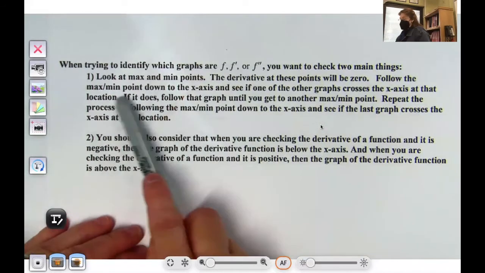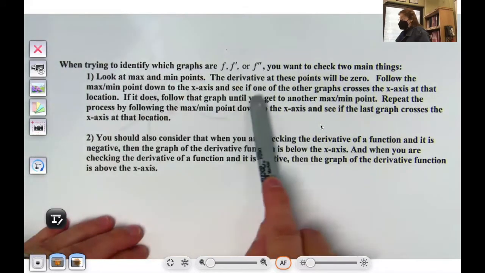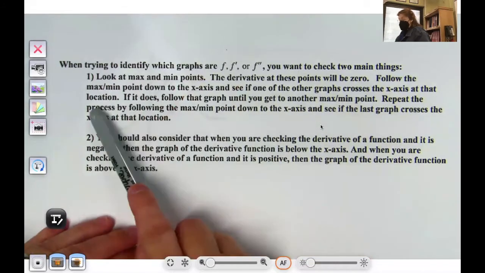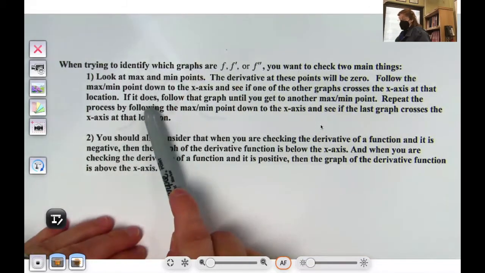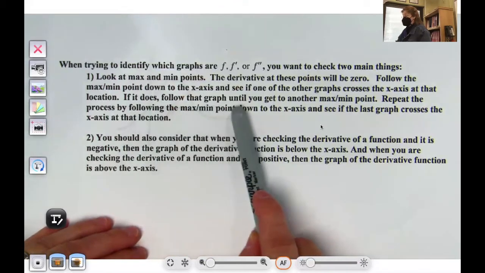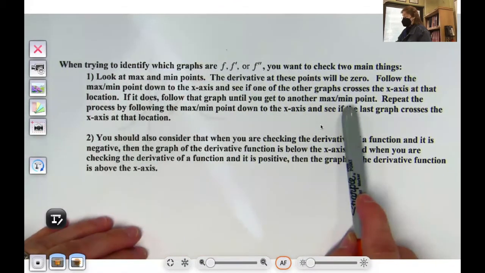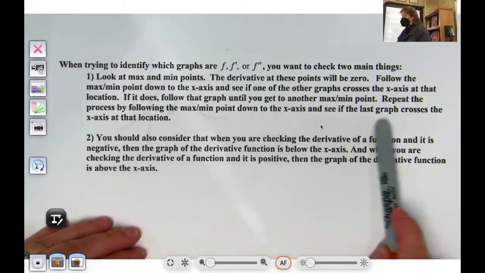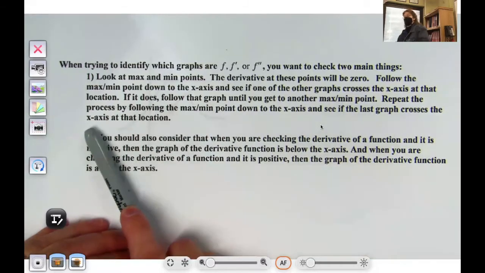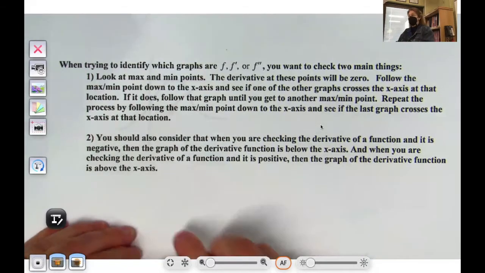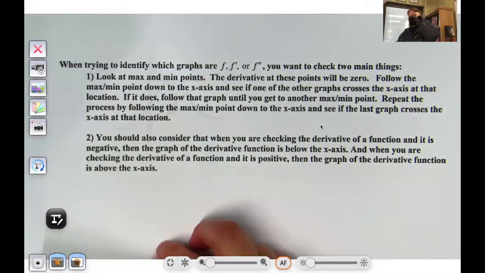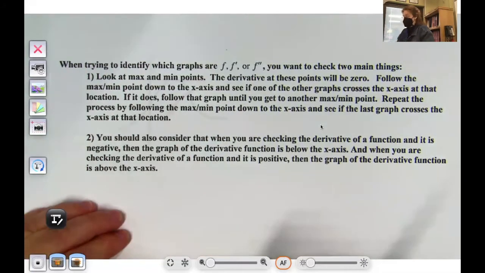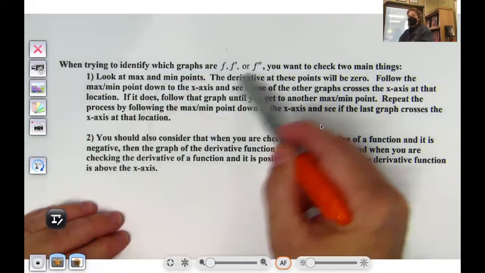Now, it says the derivative at these points will be 0. Follow the max min point down to the x-axis and see if one of the other graphs crosses the x-axis at that location. If it does, follow that graph until you get to another max min point. Repeat the process by following the max min points down to the x-axis and see if the last graph crosses the x-axis at that location. By doing that repeatedly, you're going to be able to conclude which one has to be the original function, first derivative, second derivative. This is going to be a lot of trial and error. That one I use first and the most.